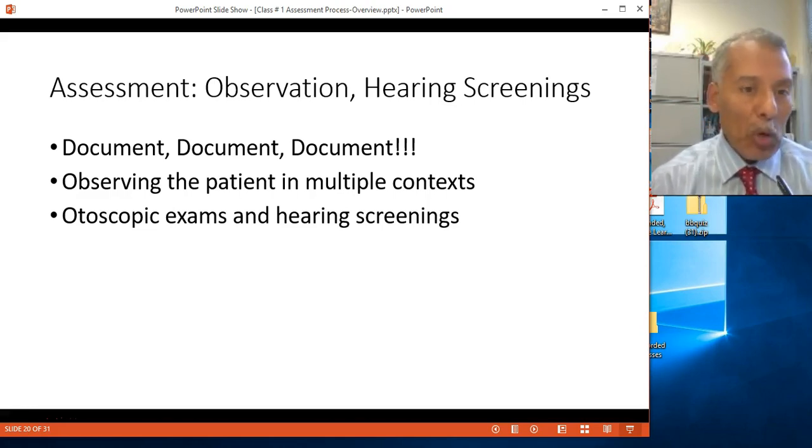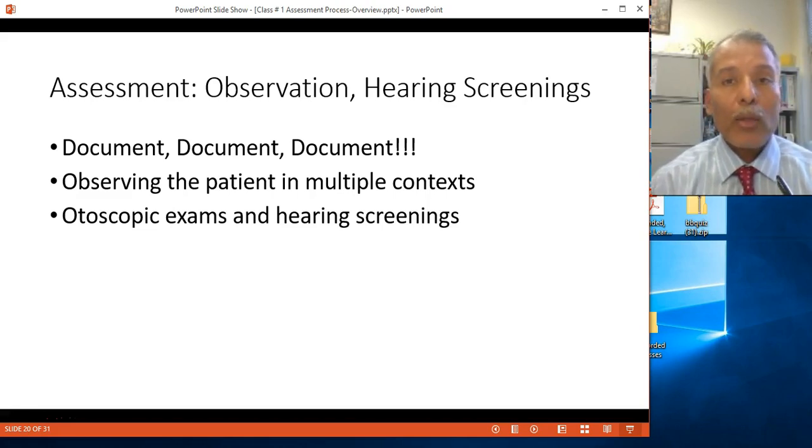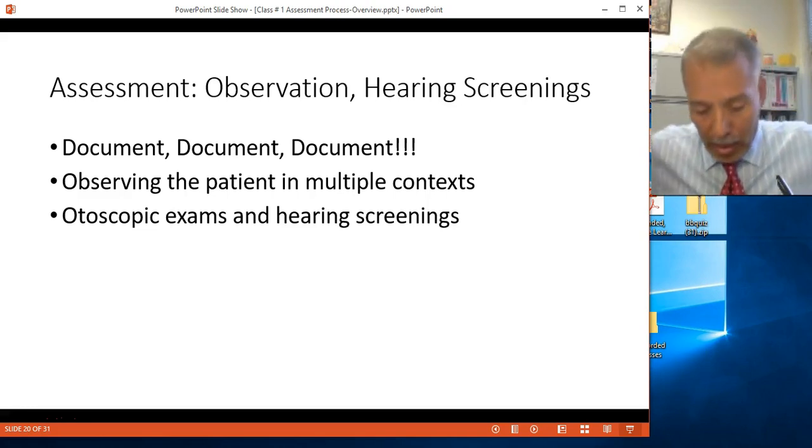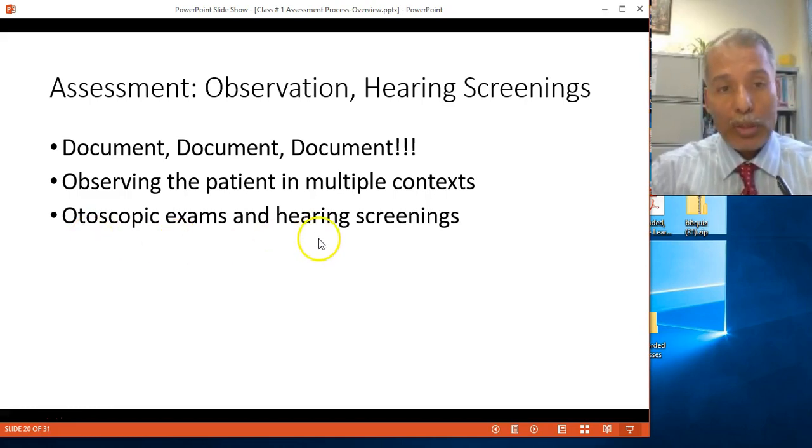You don't say the person has a middle ear infection, because that could be practicing medicine without a license. So what you do is you describe what you see and refer the person to the specialist, so that they can do their own testing and determine if the person indeed has an infection or what is going on. But the otoscopic exam is very important.